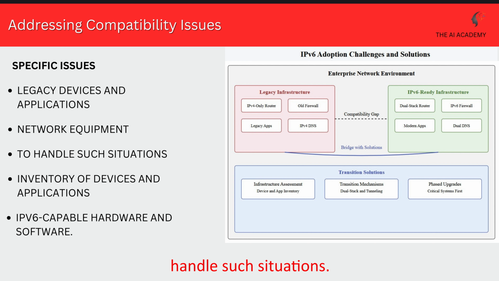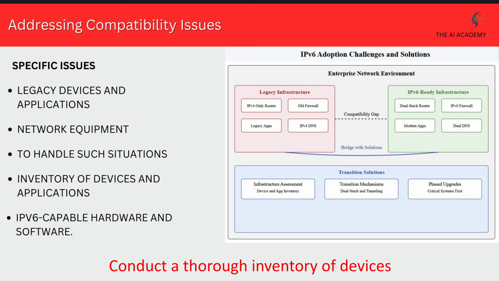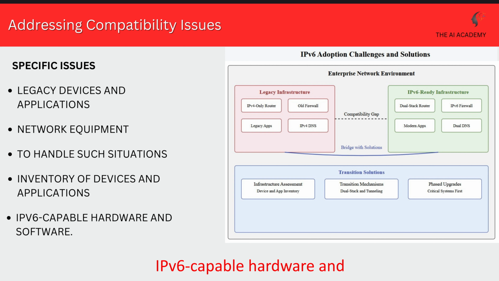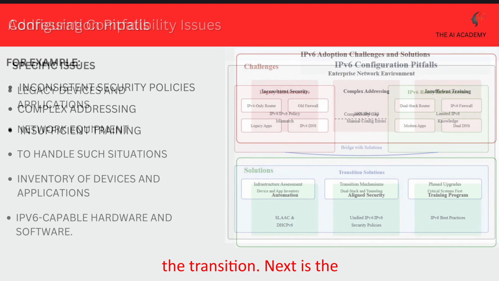To handle such situations, conduct a thorough inventory of devices and applications to identify compatibility gaps. Upgrade critical infrastructure to IPv6-capable hardware and software. Use dual stack and tunneling as temporary solutions during the transition.